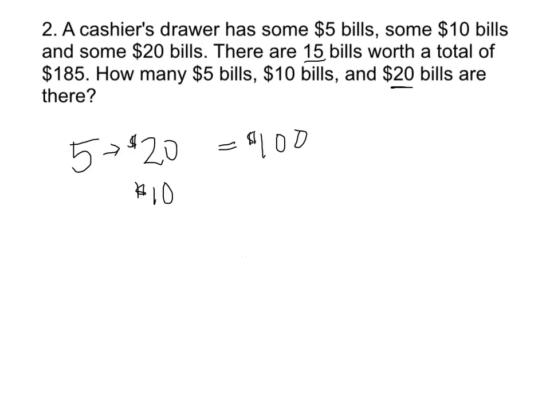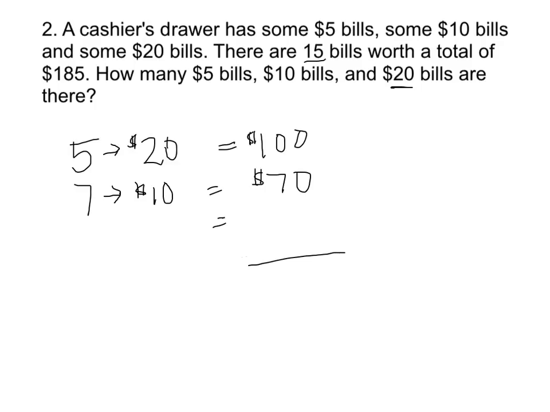Okie dokie, here we go. How many $10 bills should I try this time? I am thinking that I should try 7. I am going to try 7 $10 bills because 8 was too much. So I might as well try one less and see if I can figure it out from there. So if I have 7 $10 bills, that would equal $70.